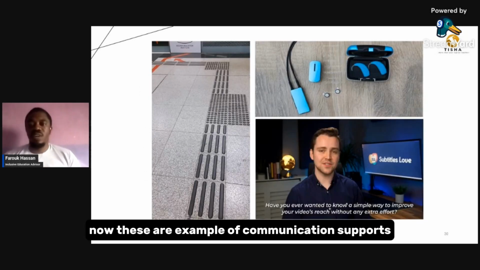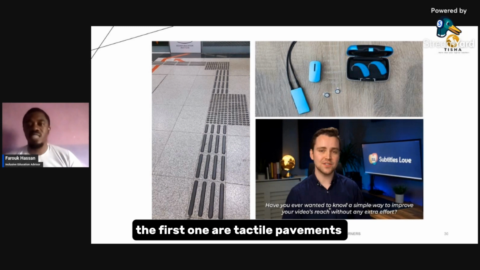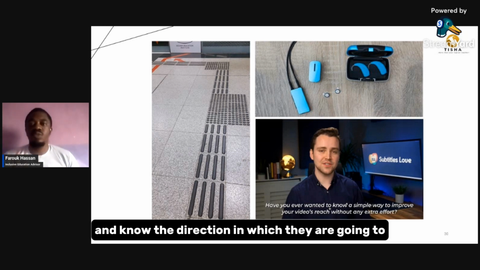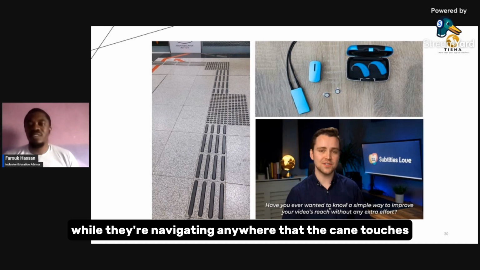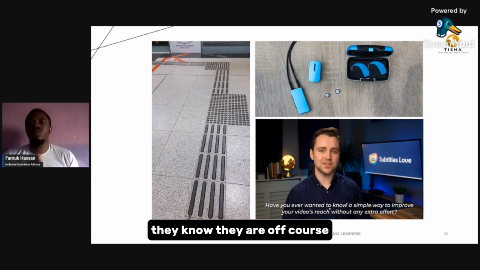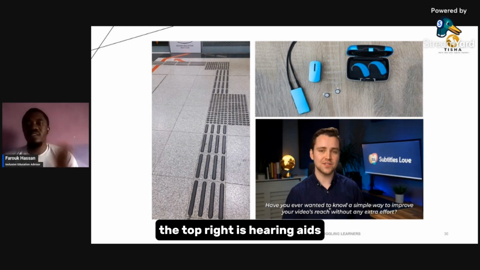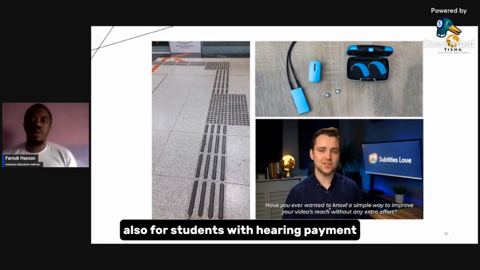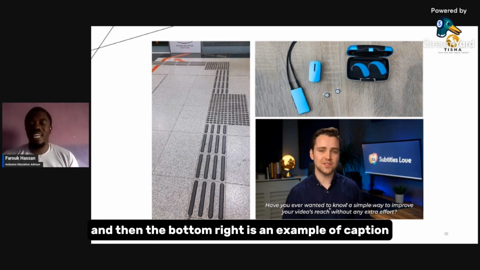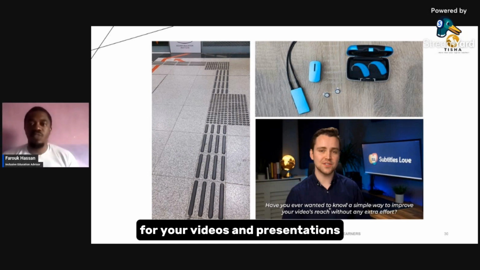Now, these are examples of communication supports. The first one is tactile pavements for visually impaired students. While they are walking with their cane, they can navigate and know the direction in which they are going. Anywhere the cane touches and there is no tactile pavement, they know they are off course. So usually they walk on the tactile pavements. The top right is hearing aids, also for students with hearing impairment. And then the bottom right is an example of captioning for your videos and presentations.